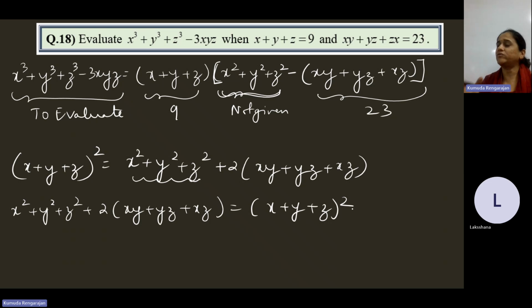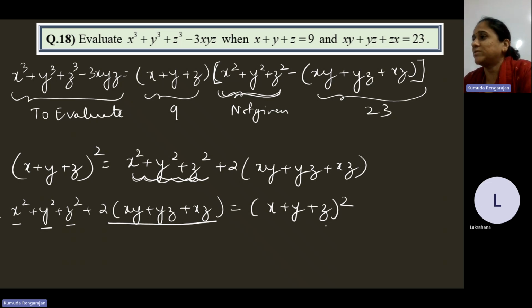I'll have that side of the identity on the LHS whose value we have to find. You can write the identity either way, right? Because we have to find the value of x squared plus y squared plus z squared, I'll write that on the LHS. So x squared plus y squared plus z squared plus 2 into xy plus yz plus xz is equal to x plus y plus z the whole square.